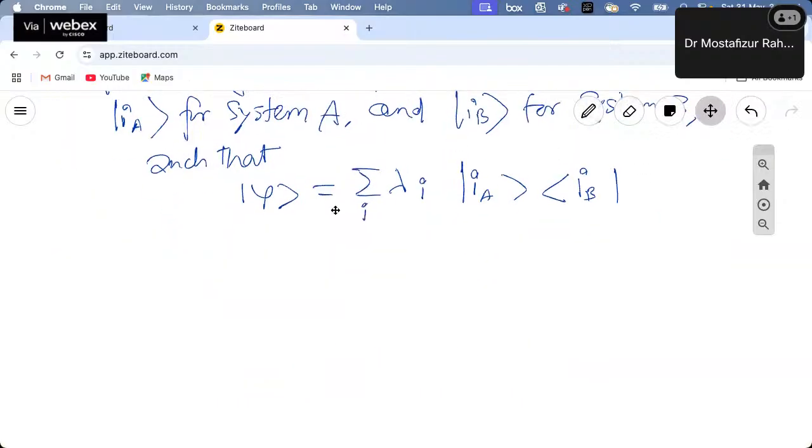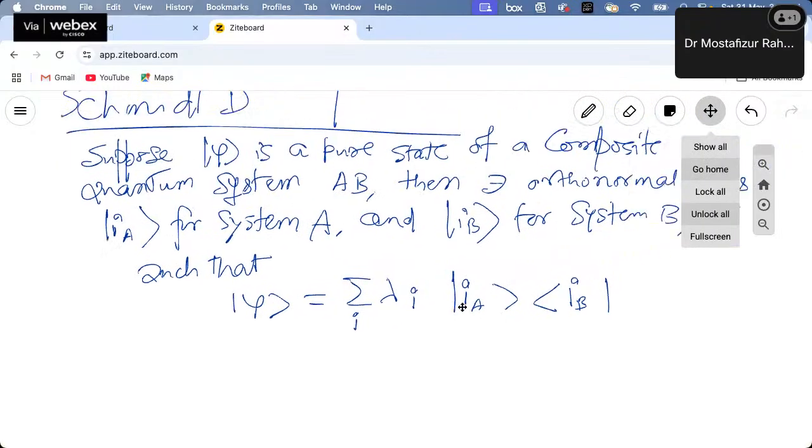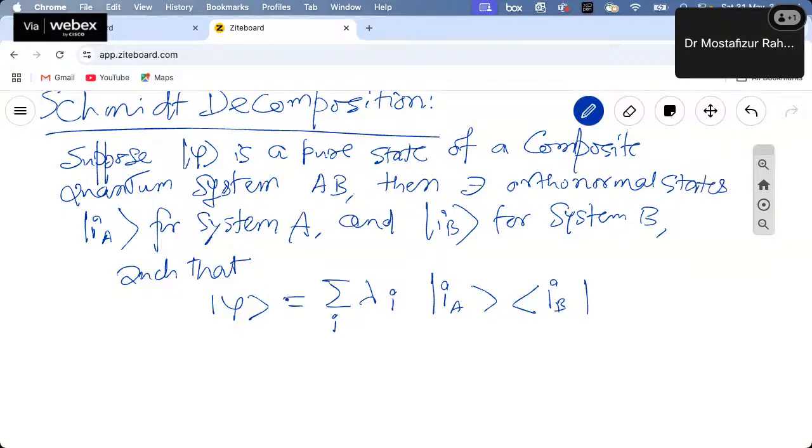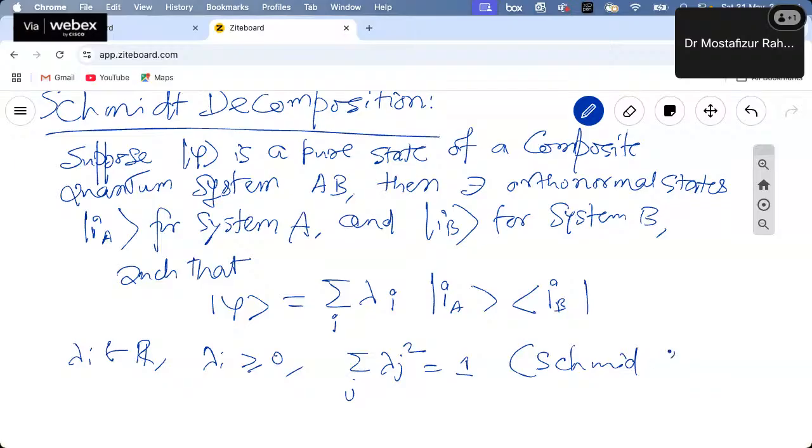I will not give the proof. If you look at any standard quantum information theory book, this theorem is proven; you can see the proof. I'm just writing the theorem. So here, the lambda_i are real numbers. They are basically non-negative because the associated density matrix will be positive semi-definite, and also the sum of lambda_j squared over the spectrum will be equal to 1. These are known as the Schmidt coefficients.